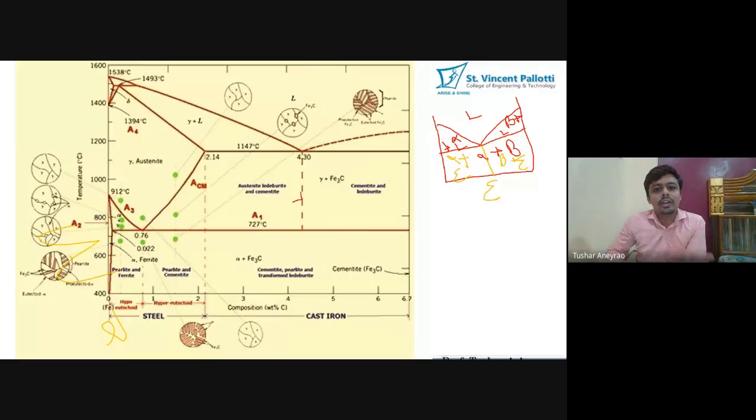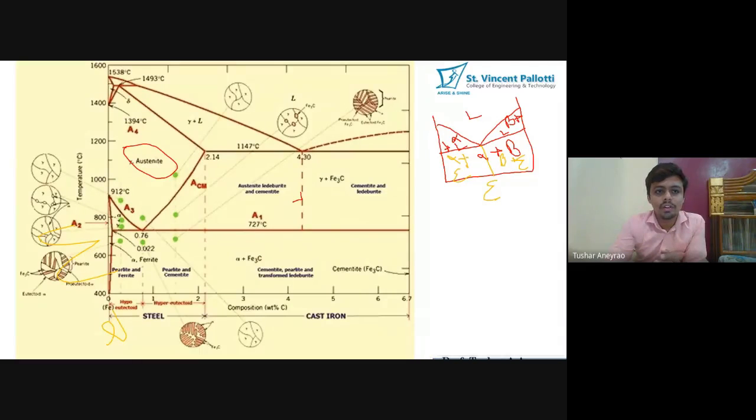When you are moving to the left hand side, you are going to get what? Austenite. This austenite is here, you can see. Austenite plus ledeburite, and this along with some cementite. When you are going to the right hand side of this 4.3%, you are going to get what? Cementite plus ledeburite. Now it is easy to understand.